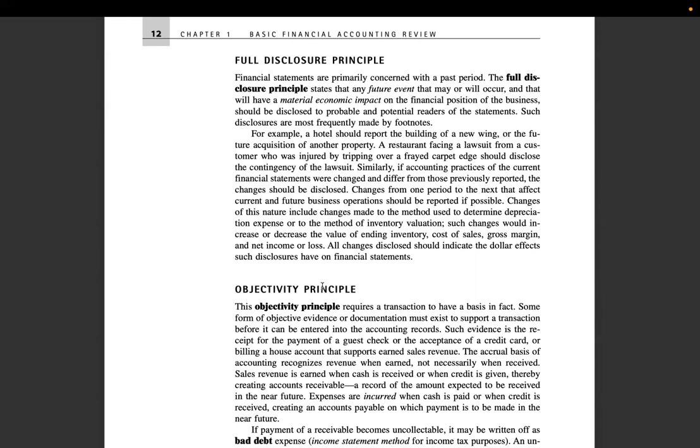Let's move on. Full disclosure principle. Financial statements are primarily concerned with a past period. The full disclosure principle states that any future event that may or will occur and that will have a material economic impact on the financial position of the business should be disclosed to probable and potential readers of the statements. Such disclosures are most frequently made by footnotes.